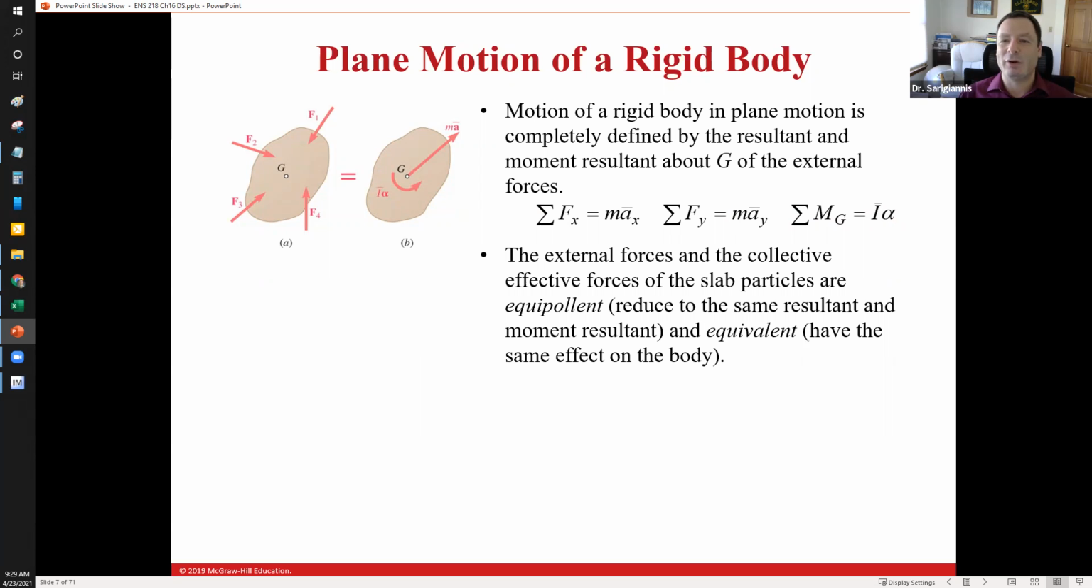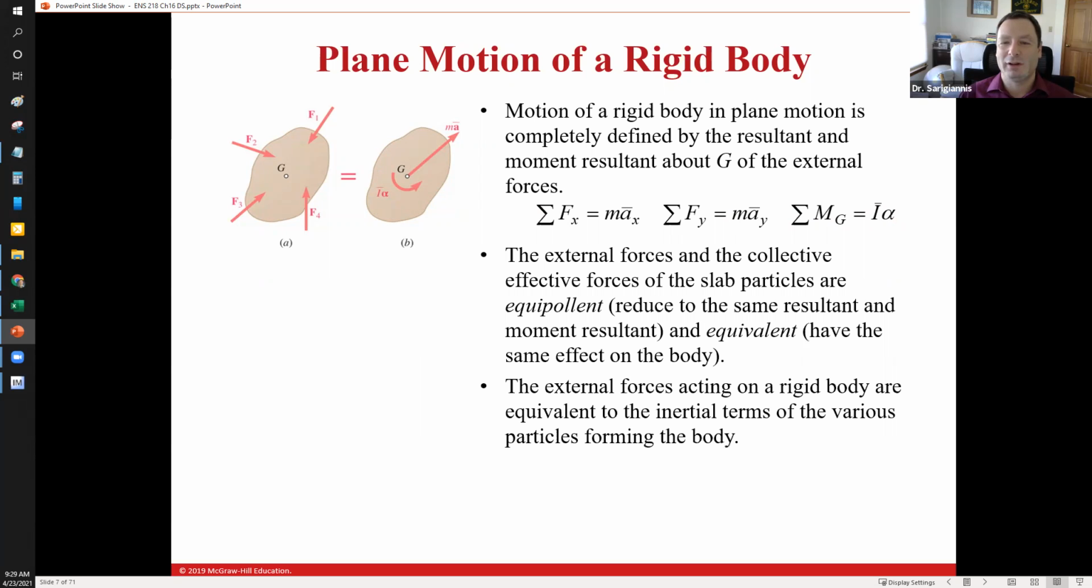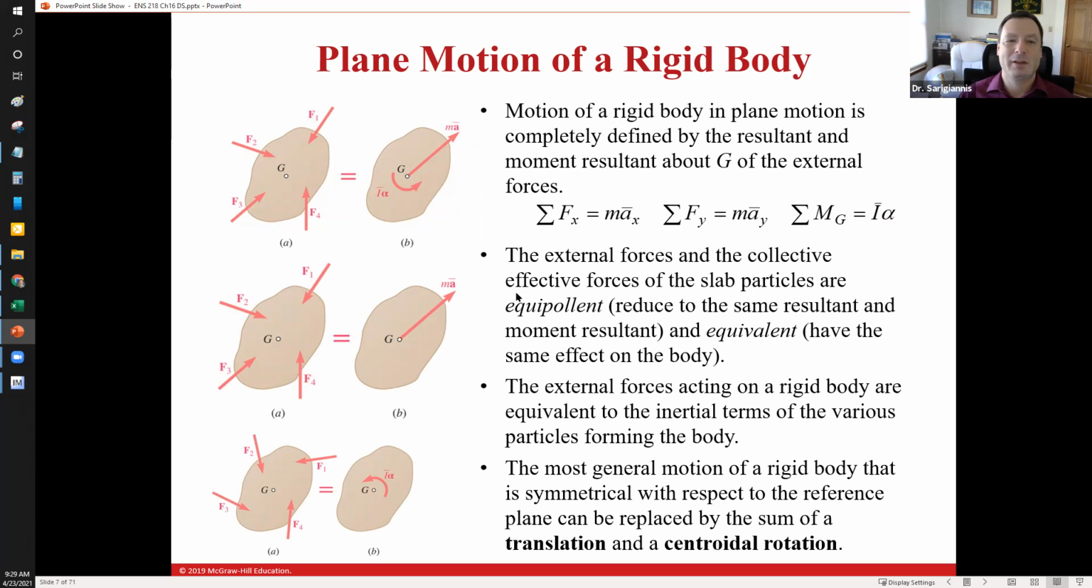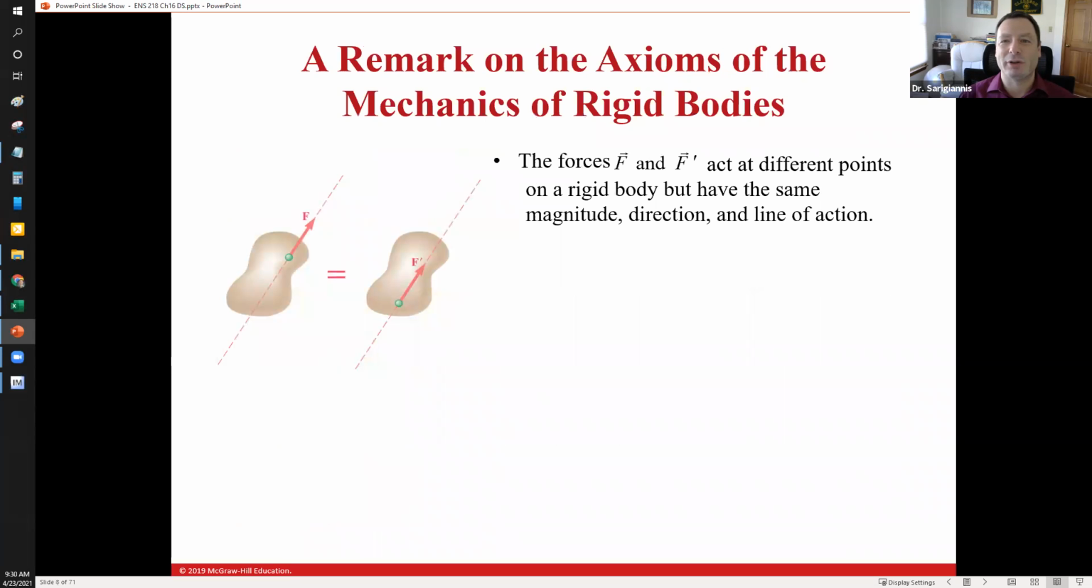This is just talking about equivalence and equipollence. Where are the other diagrams? Here it is. The external forces, you can look at this and write this as a translation and rotation. That's kind of the same ideas we've been doing, right? You've got these forces, resulting in a translational component, which in this case also happens to be an acceleration, and a rotational component about the center of gravity. So that's how we're doing this.